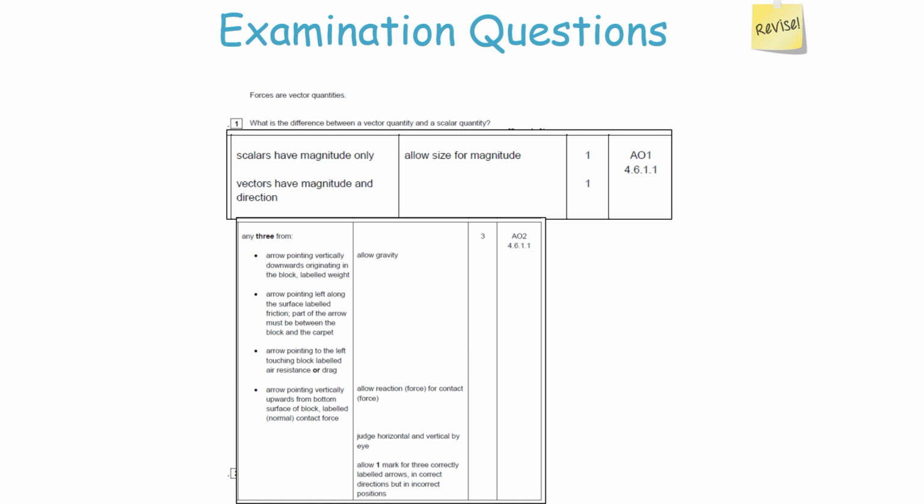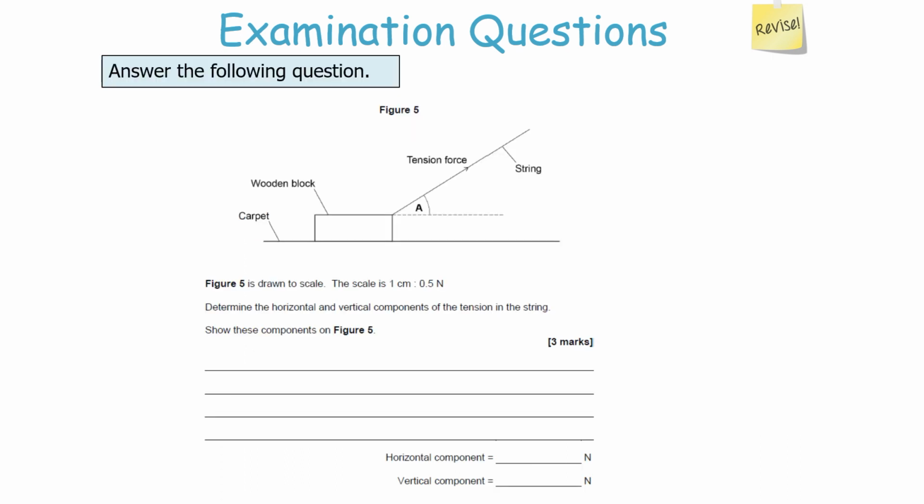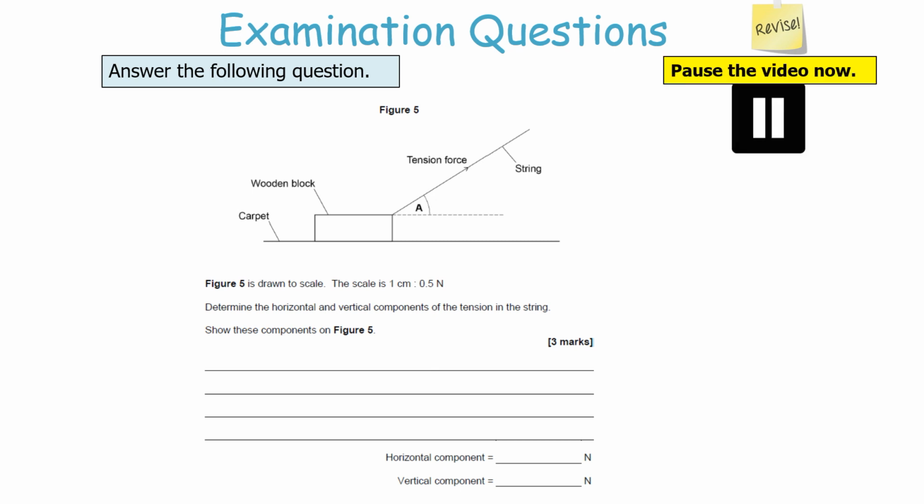The next question says, figure 5 is drawn to scale. The scale is 1 centimetre to 0.5 newtons. Determine the horizontal and vertical components of the tension in the string. Show these components on figure 5. So pause the video now, unpause the video when you want to go through your answer.